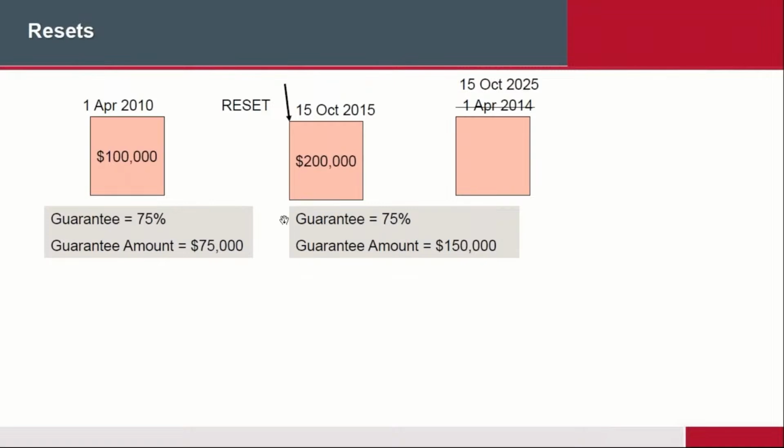So therefore, now this is where it becomes interesting. The guarantee is no longer based on the 100,000. The guarantee will be based on the 200,000. In other words, the reset number. And that's the beauty of it, is that the guarantee will now be based on the reset. So 75% of 200,000 is $150,000. So on maturity, a worst case scenario here, you're going to get $150,000. If you died, a worst case scenario is you're going to get $150,000, basically.